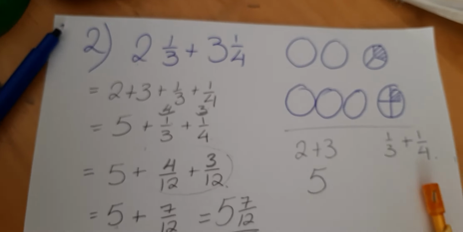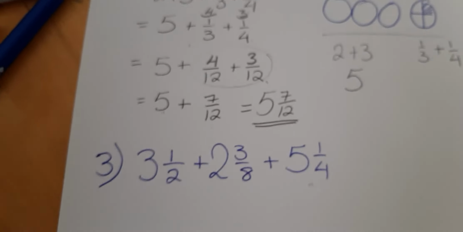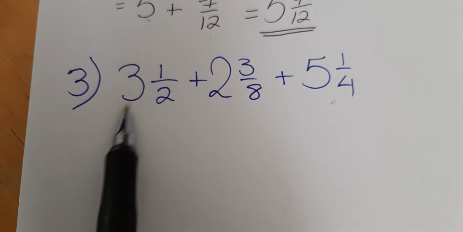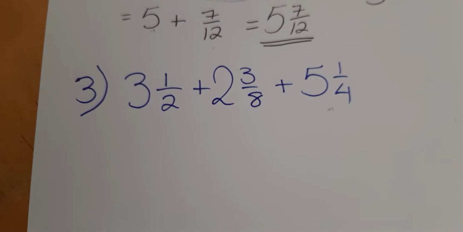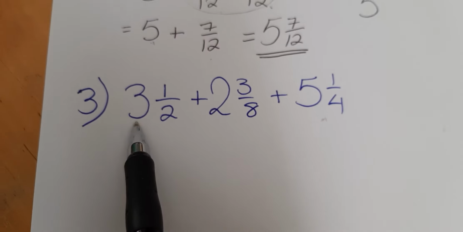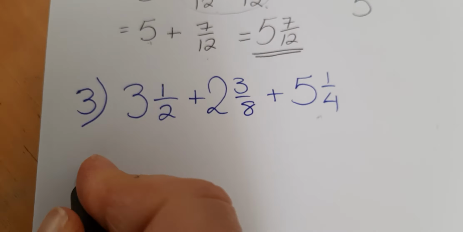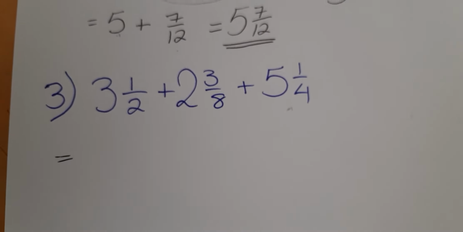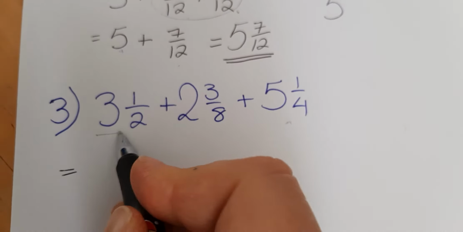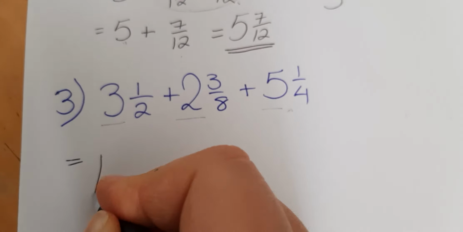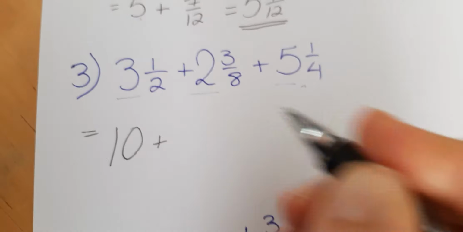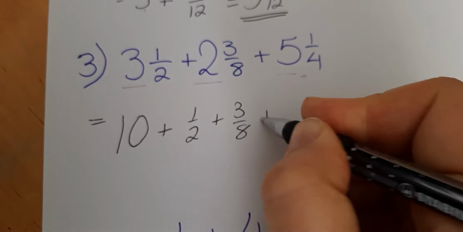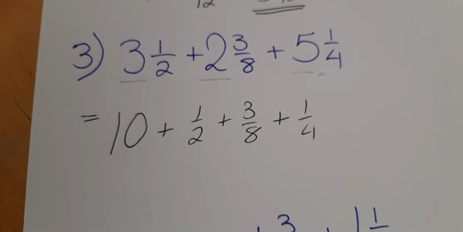Right, so that question is done. Let's look at question 3 now. We have 3 different mixed numbers to add together. Let's add all those numbers at the front together. Maybe we can just do them in one go without saying 3 plus 2 plus 5. 3 plus 2 plus 5 is 10. 3, 2, 5. That makes 10. Plus a half, plus 3/8, plus 1/4. Add them all in.